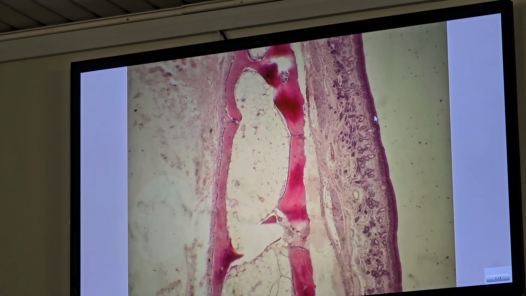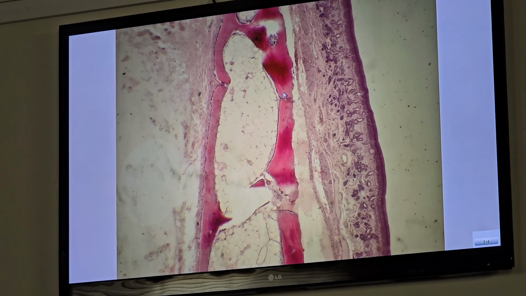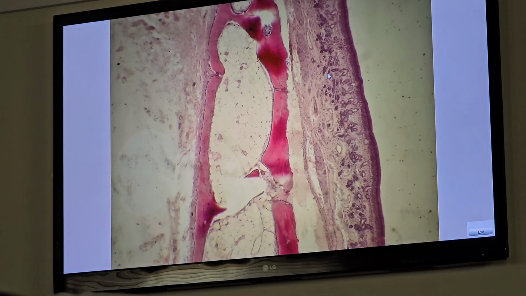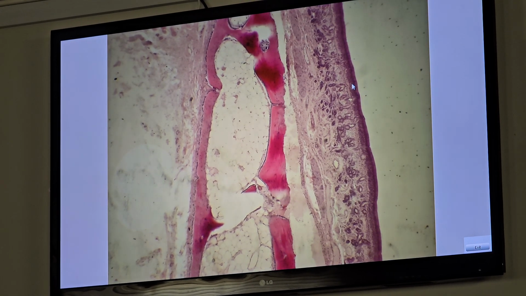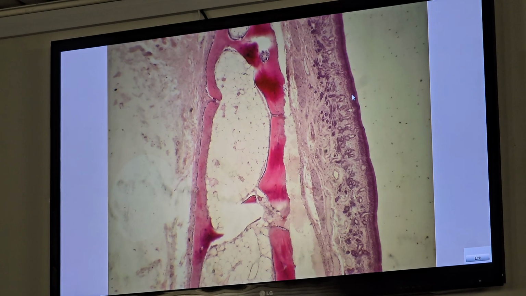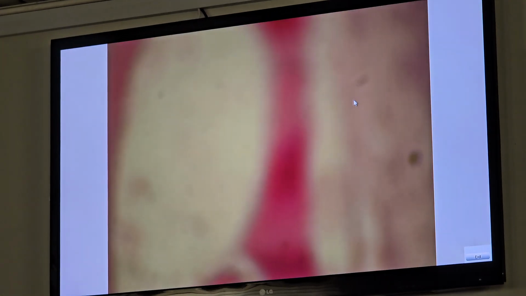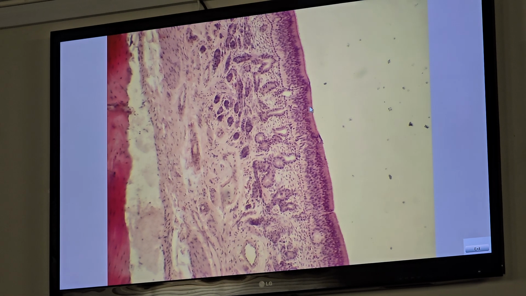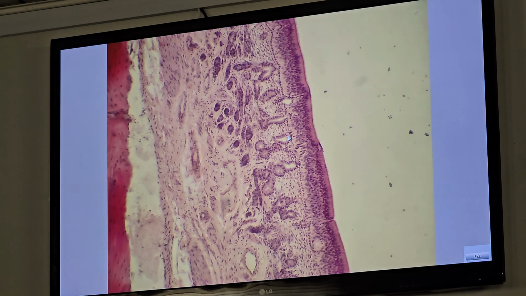Olfactory epithelium is a specialized region covering the superior concha of the nasal cavity. This is the bone of superior concha. Olfactory epithelium is a specialized ciliated pseudostratified columnar epithelium with three types of cells.